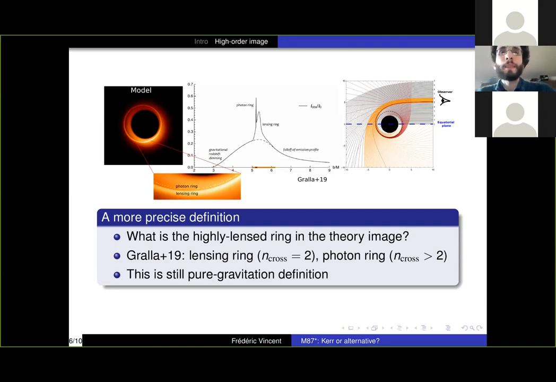And so I think this introduction of the number of crossings of the equatorial plane is important for making a clearer definition. But the remarks that I've made a few slides before still hold, namely, this is still pure gravity. You don't have any impact of astrophysics in the definition of this lensing or photon ring. So it is important to go still one step further.